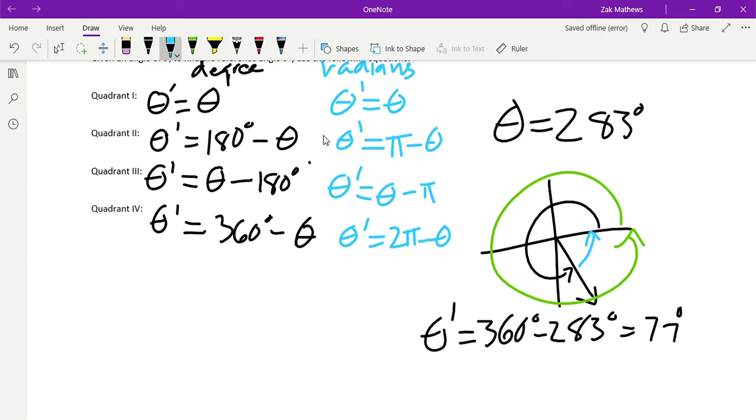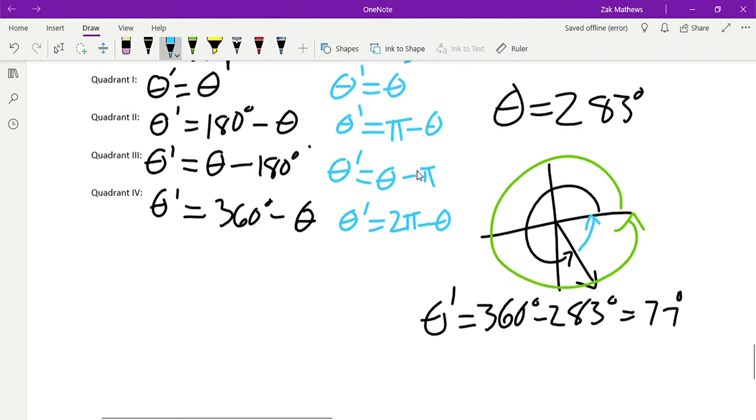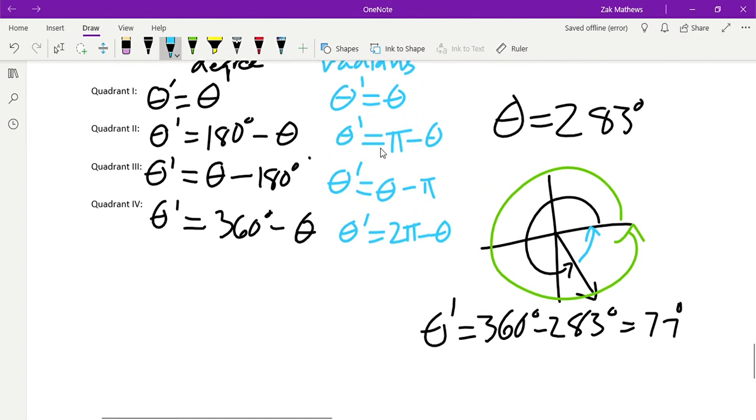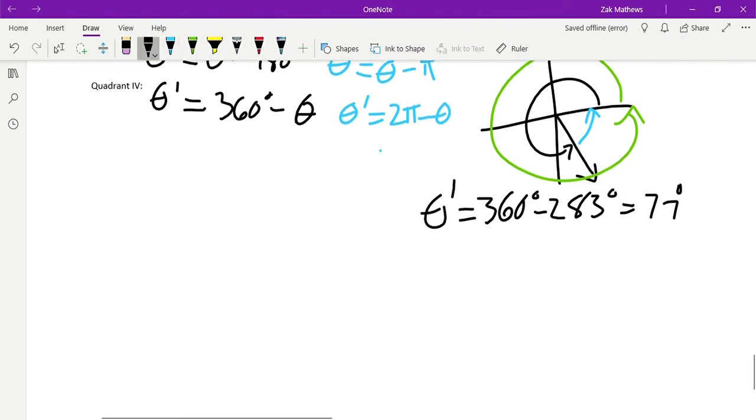I'm not going to do any examples in this video, but I will note that we can go backwards and forward. So if we start at a reference angle, we can also take that and develop the initial angle from there. But let me practice with these radian calculations a little bit more. So let's do a few examples.